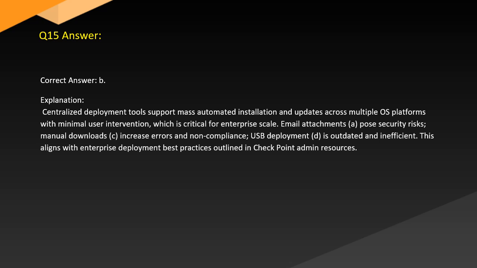Answer. Correct answer, B. Explanation. Centralized deployment tools support mass automated installation and updates across multiple OS platforms with minimal user intervention, which is critical for enterprise scale. Email attachments, A, pose security risks. Manual downloads, C, increase errors and non-compliance. USB deployment, D, is outdated and inefficient. This aligns with enterprise deployment best practices outlined in Checkpoint admin resources.